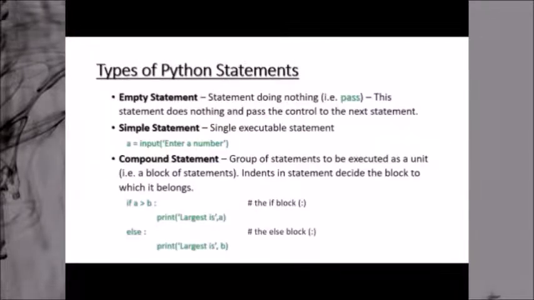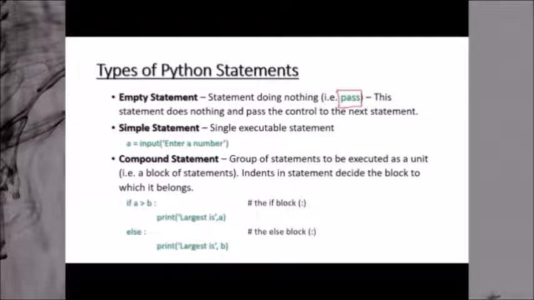Clear? So now coming to the types of Python statements. In Python programming, we have 3 types of statements: empty statement, simple statement, and compound statement. We have discussed all these 3 statements in class 11 also. Empty statement does nothing. If you want to do nothing in a particular part of a program, then the statement will be pass. It is a reserved word. When you write pass, it means the interpreter will do nothing, just move forward.